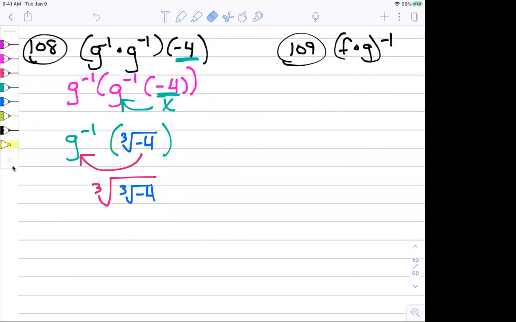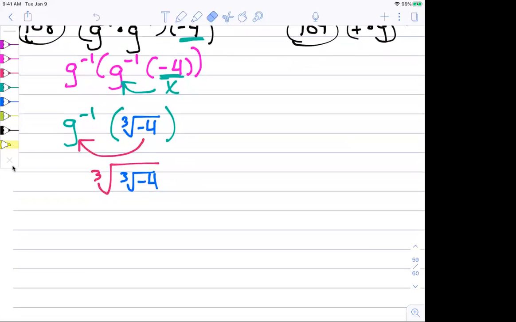Did anybody else do anything different with it? I just kind of changed the way it was written. Okay, Peter, how did you change the way it was written? So I did cube root of -4 to the 1/3. Okay, so this outside cube root, if you remember, we can change a radical to an exponent. So if it's a cube root, it's really an exponent of 1/3.